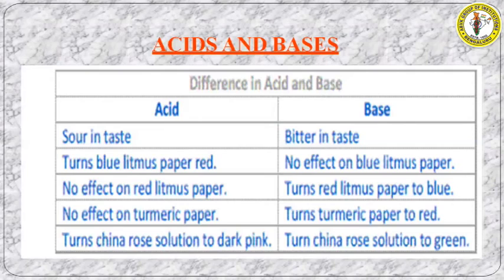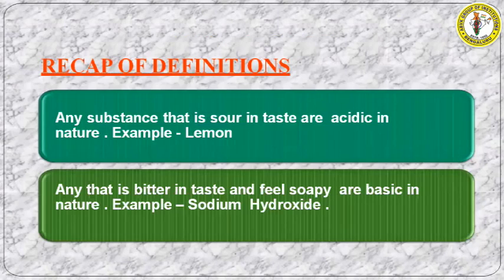So here there are differences between acids and bases. Acids are sour in taste, bases are bitter in taste. Acids turn blue litmus paper to red, bases have no effect on blue litmus paper. I have told you, acids are tested with blue litmus, whereas bases are tested with red litmus. Fourth point, no effect on turmeric paper. Why? Because turmeric indicator is used to test only the base. Next, acids turn China rose solution to dark pink, bases turn China rose solution to green. So these are some of the differences between acids and bases.